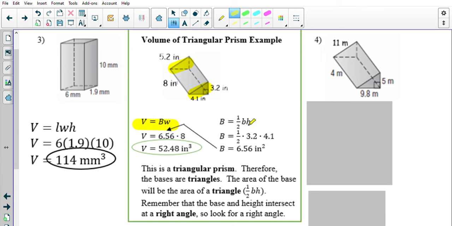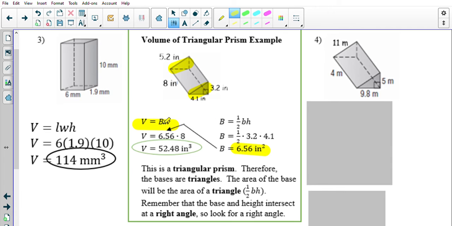So remember that base and height have to intersect at a right angle or 90-degree angle. We see that right here. So that means the base and height of the triangular base will be 4.1 and 3.2. So we do half times 3.2 times 4.1 to get an area of the base of 6.56 inches squared. Again, that's for the area of the base. I don't need to use the 5.2 inches since it's not the base or height of the triangular base.